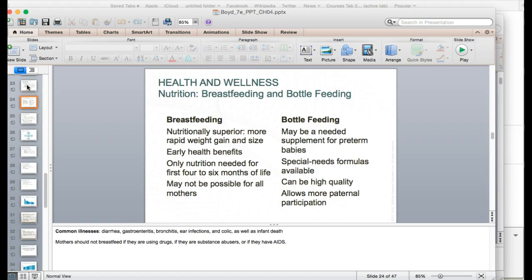So breastfeeding is often the preferred method of feeding babies in terms of health and wellness, but there's also bottle feeding. Bottle feeding may be a needed supplement for preterm babies. Special needs formulas are available, can be high quality, and allow more paternal participation. But not just that, some mothers have a difficult time with breastfeeding. There's many variables and factors that contribute with bottle feeding and breastfeeding, but this is just a comparison of the two in terms of nutrition.